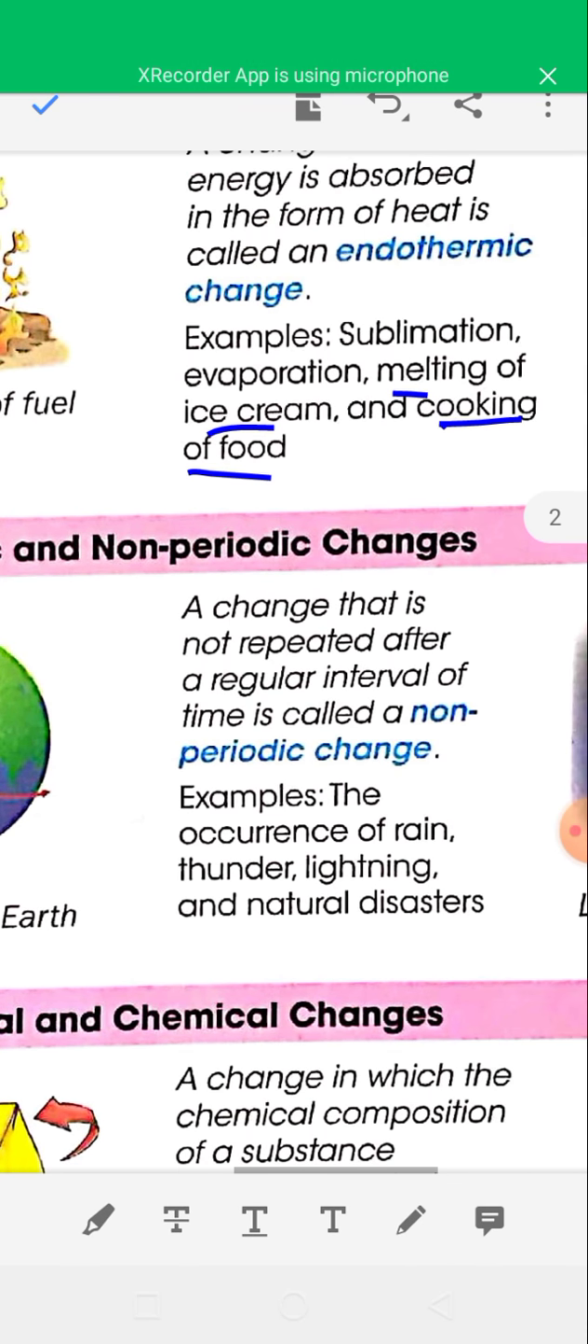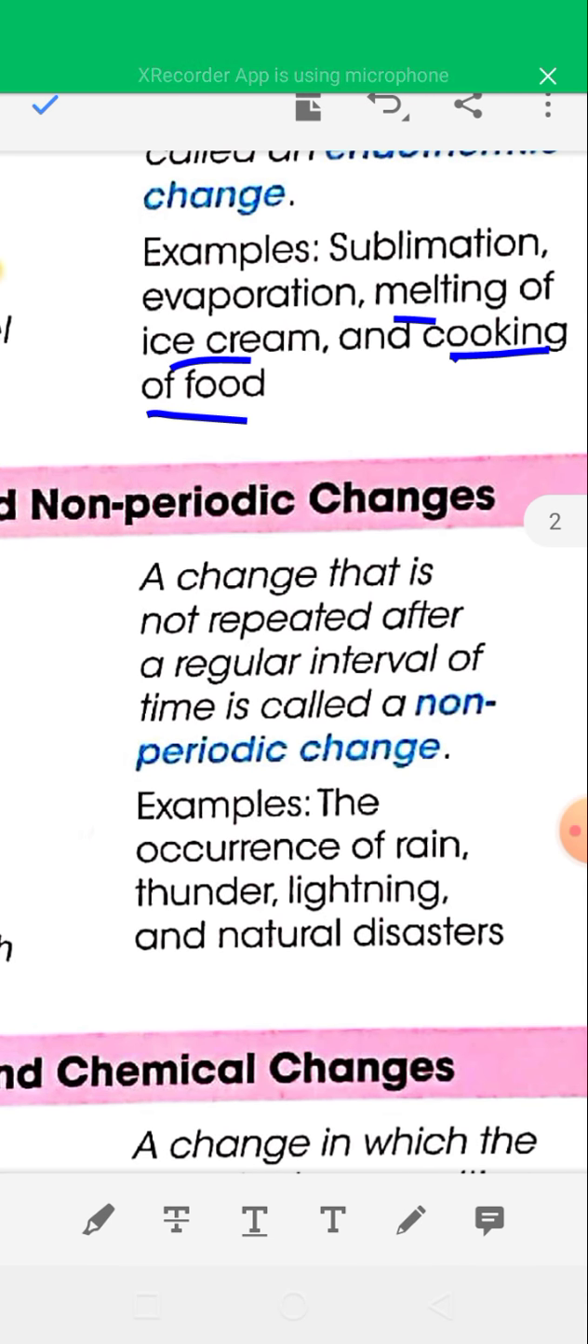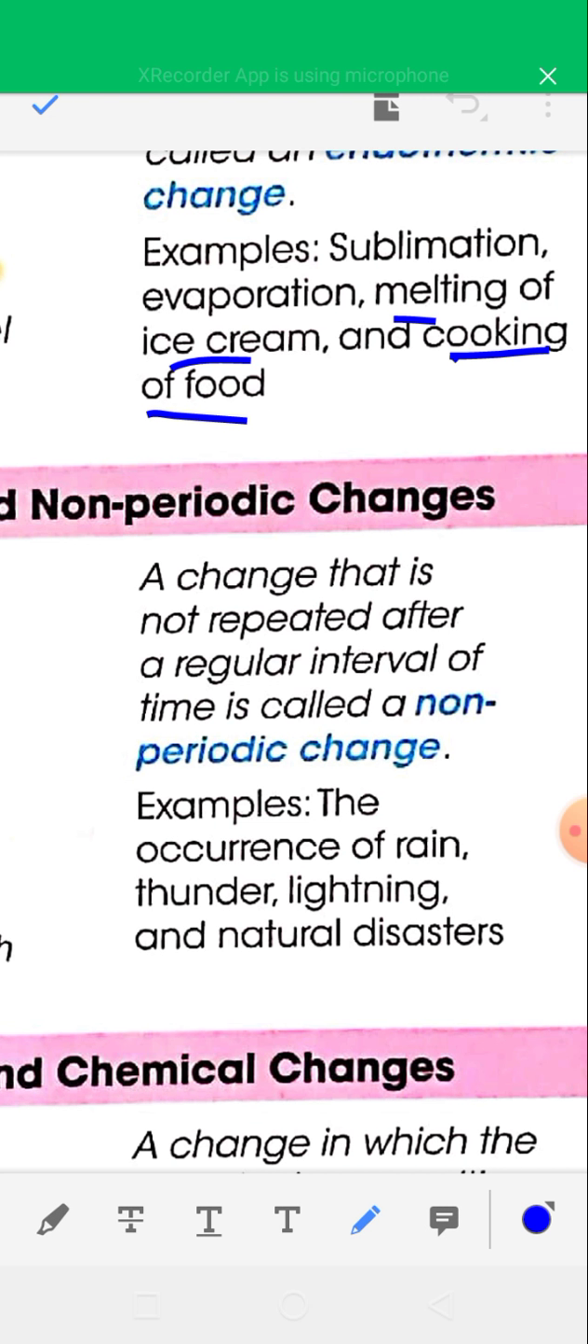And non-periodic change is a change that is not repeated after a regular interval of time. For example, thunder and lightning, the occurrence of rain, natural disasters. These are some examples of non-periodic change. These changes are not repeated after a regular interval of time.